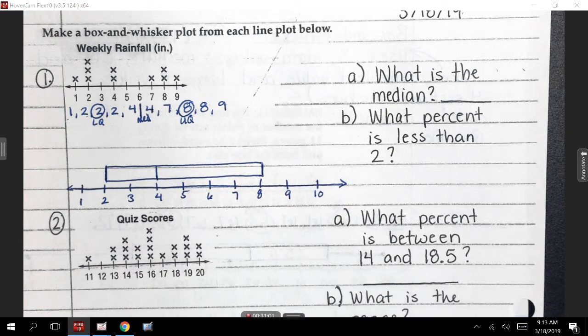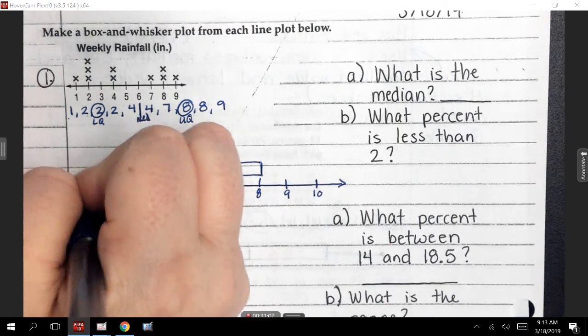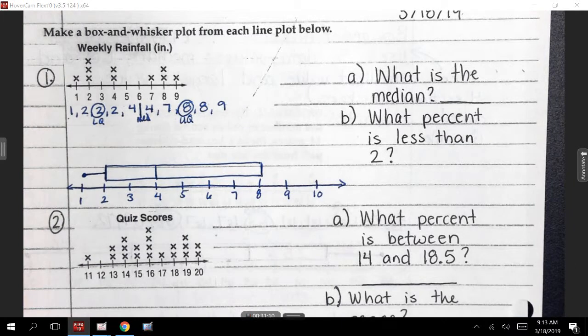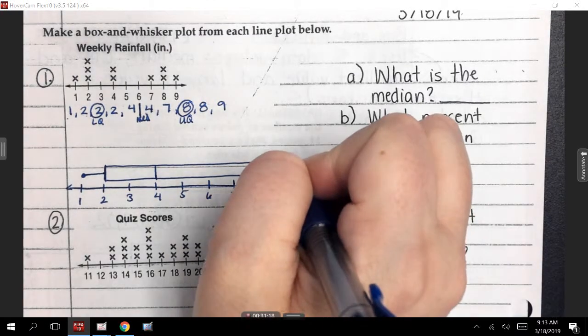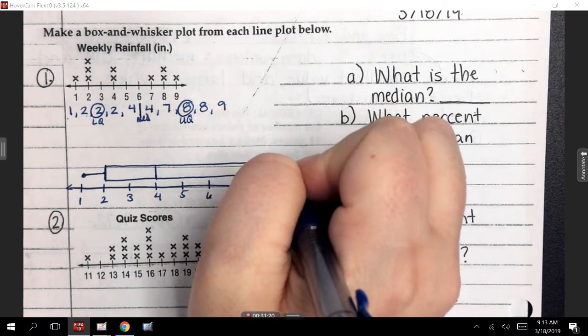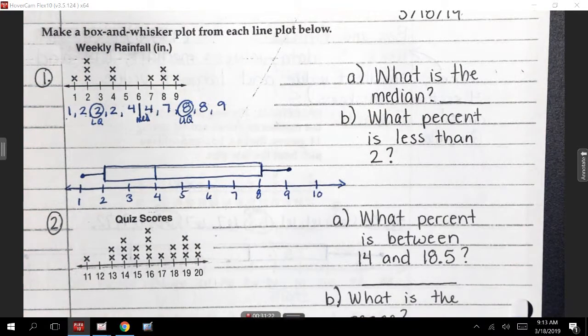All right, what else do I need? I need whiskers. Abby, where's one of my whiskers going to go? 1. To 1. That's my smallest. There's a whisker. Where's my other whisker need to go? Madison? Not to 10. To 9, yeah. So be careful. My 10 was an extra number that I had space for, but we're actually going to put it at 9 because that's the largest number in the list. Okay.